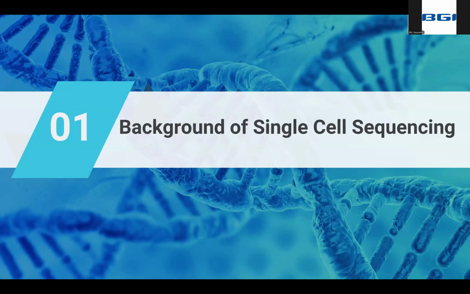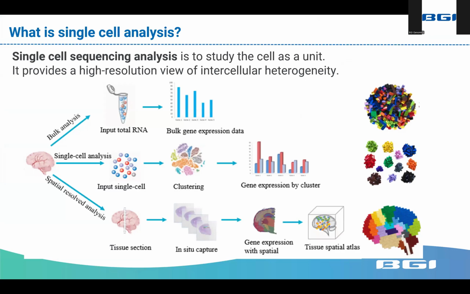The first part is the background. We should first clarify what single-cell analysis is. When we talk about sequencing, we usually refer to bulk sequencing. Bulk sequencing obtains the average information of genes at the tissue level. In contrast, single-cell sequencing provides gene expression information at the cellular level. Spatial sequencing can help us obtain location information.